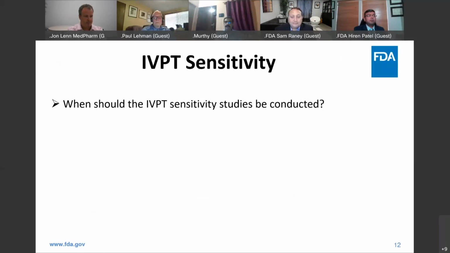IVPT, which is the IVPT sensitivity and selectivity, and I will start with the sensitivity study. The first question is, when should the IVPT studies be conducted? I think it's currently in the pilot. So when you can get some early reads if you want to, if you're doing transfers. It's a part of development, I believe.